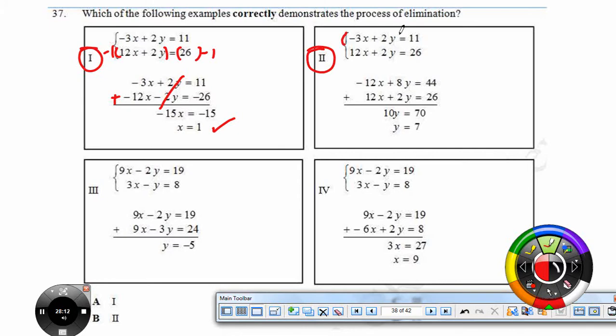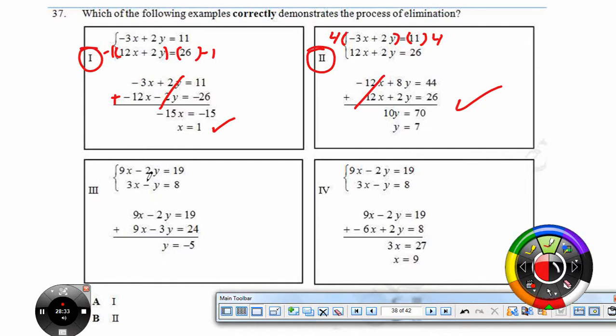Multiply the top equation by 4, that would be negative 12x plus 8y plus 44. Add these together, the x's would eliminate. This would be 10y equals, this looks like 70. So this looks good as well. Check. These other ones have issues.